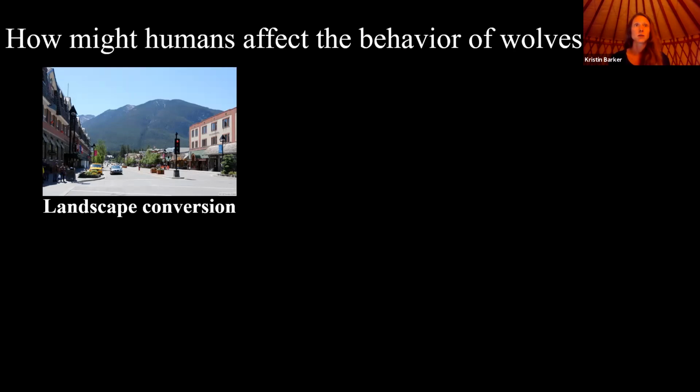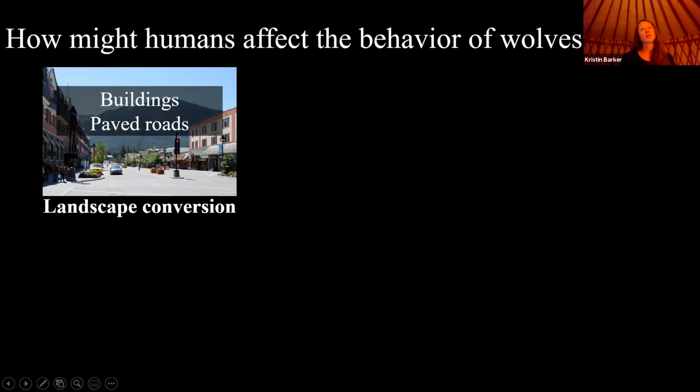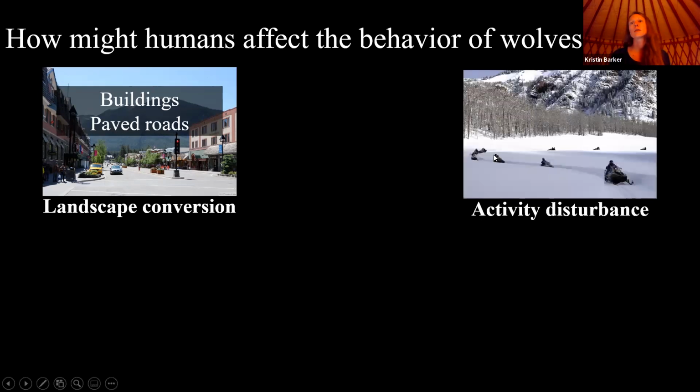And if that's the case, we would expect wolf use of the landscape to be primarily influenced by the locations of things like buildings and paved roads. Or maybe it's not physical infrastructure, it's something about humans themselves, perhaps some kind of noise or activity disturbance that might cause wolves to avoid human areas.